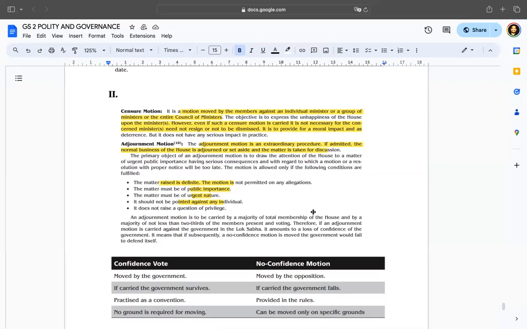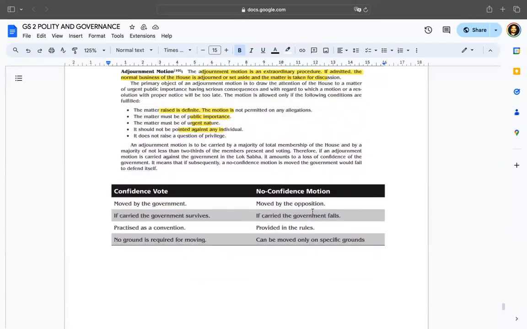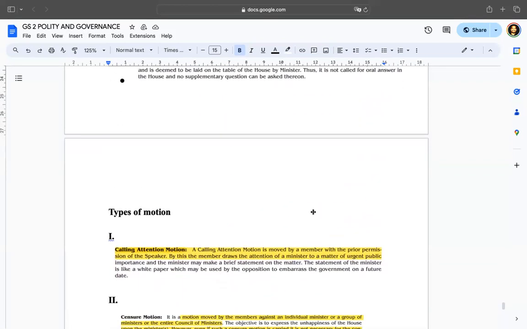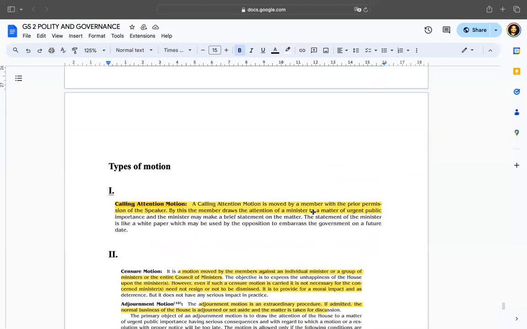Then if we talk about the first motion which is mentioned on the screen, that is calling attention motion. Kindly scroll above, please. The first part. No, on the above. Yeah. Calling attention motion. Now, as the name is suggesting, calling attention.